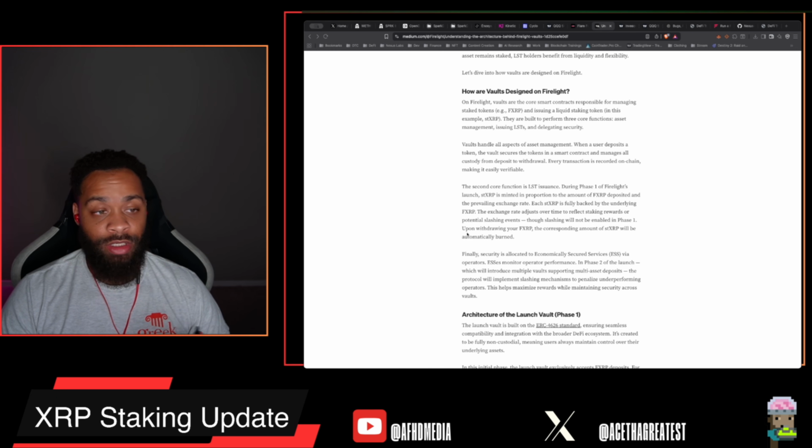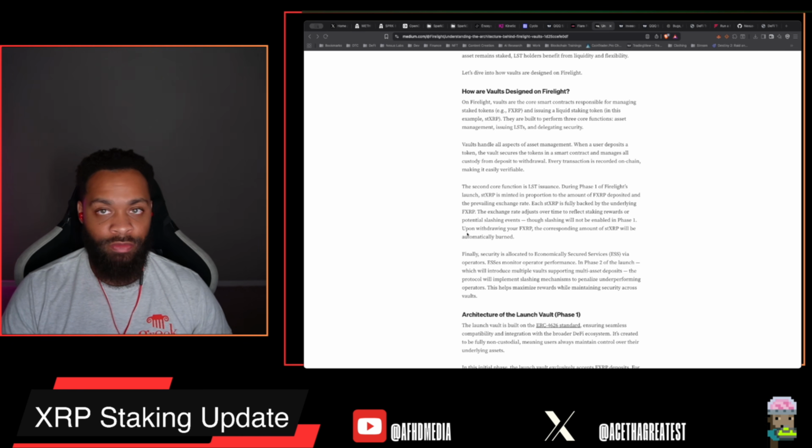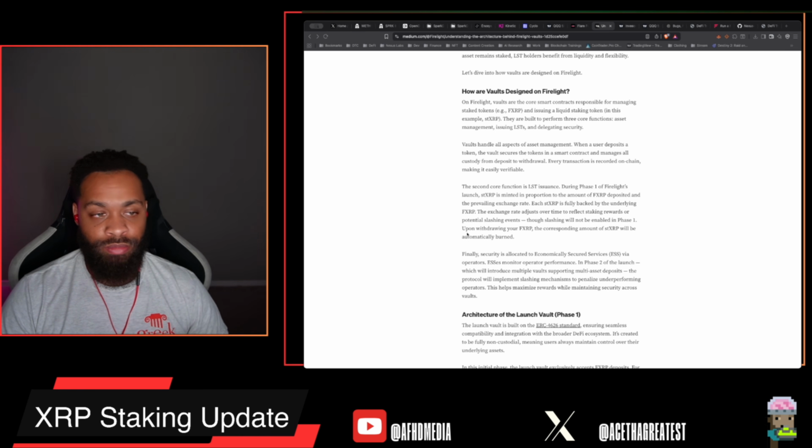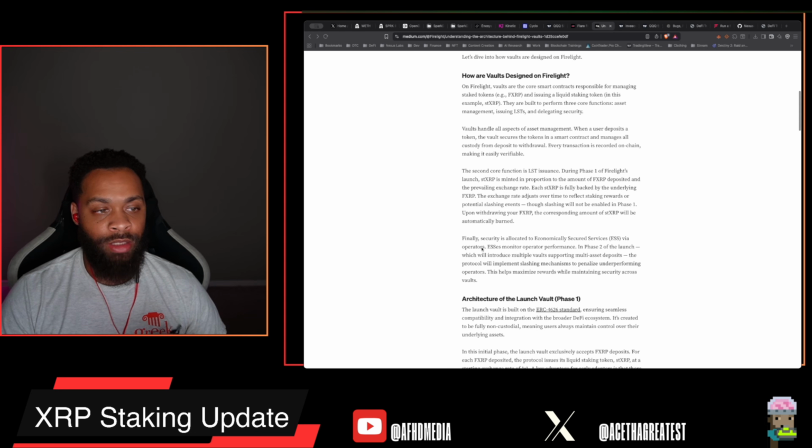And that's probably because there's only going to be one vault, which is Firelight's vault, right? I'm pretty sure after phase one, there will be plenty of other vaults for many different assets that they will support in the future. Upon withdrawing your FXRP, the corresponding amount of staked XRP will automatically be burned.